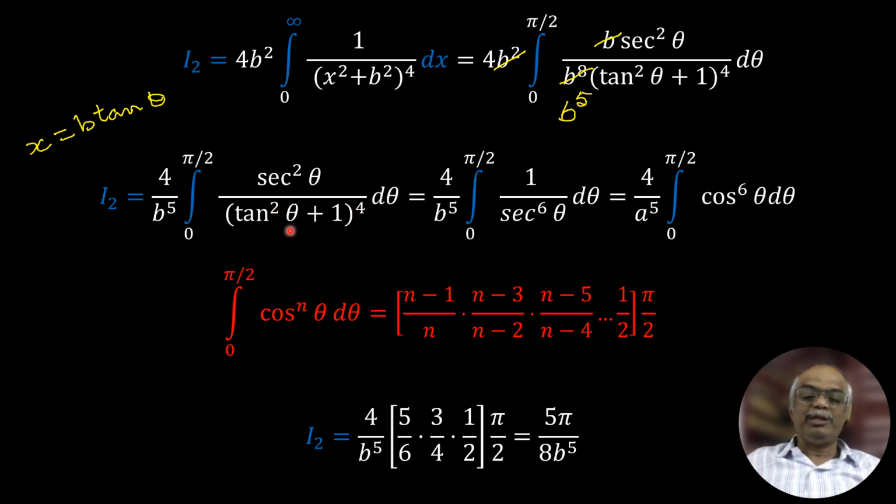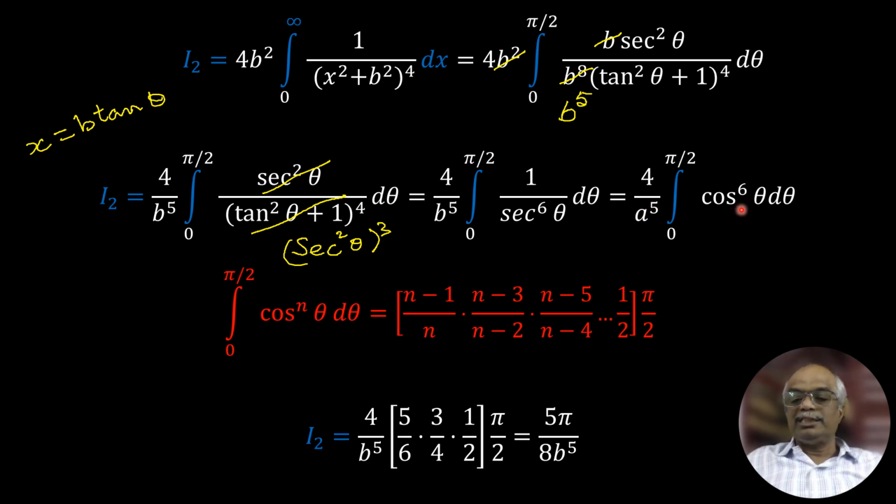Tan squared theta plus 1 is secant squared theta, so this will become (secant squared theta) power 4. So secant squared theta will get cancelled with this secant squared theta. This will become (secant squared theta) power 3, which is secant power 6 theta d theta between the limit 0 to pi by 2. Here outside the integral you have 4 divided by p power 5.